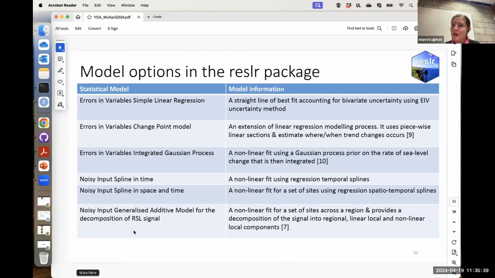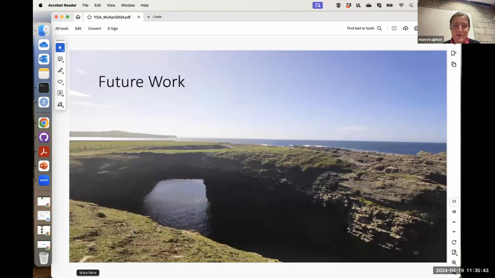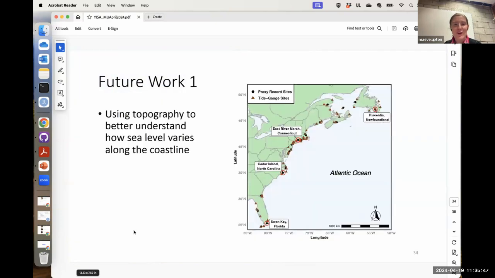So that's the work that I did during my PhD. The future work, there's always future work with all of these topics. It's never ending. But the first future work that we were very interested in looking at is using topography to better understand sea level variation along coastlines.